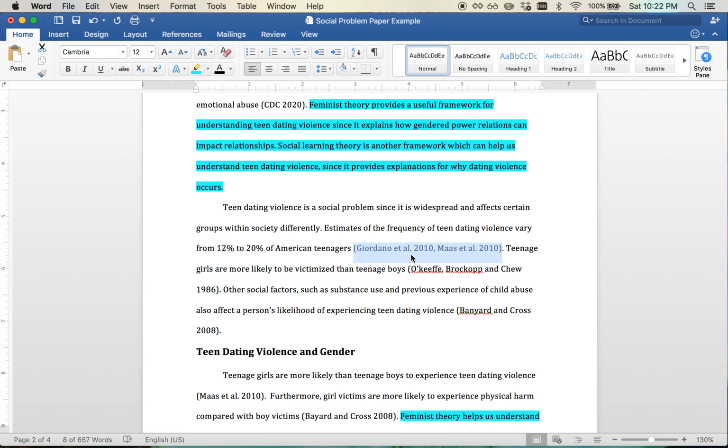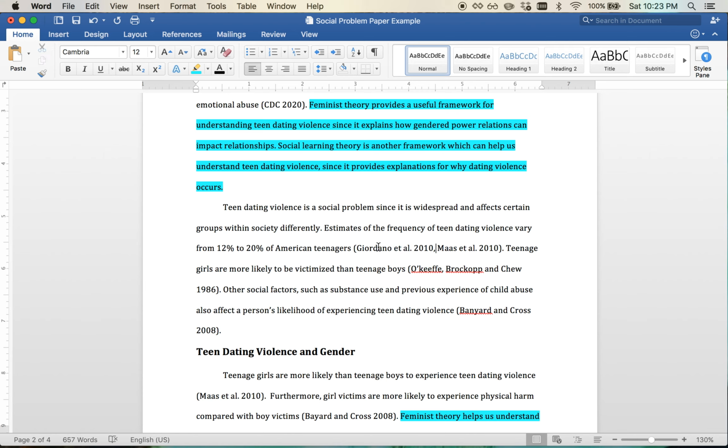So here I've included Giordano et al. 2010 and Maz et al. 2010. These are two different sources. And this expression here, et al., just means and others. You use et al. in an in-text citation whenever there are 3 or more authors. However, the first time that there are 3 authors for a piece, you list them all out. Here, I've had more than 3 authors of this piece, so I include et al. even the first time I mention it. Here, I've done the same thing.